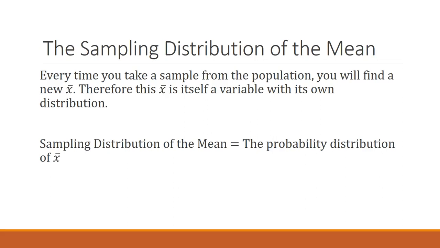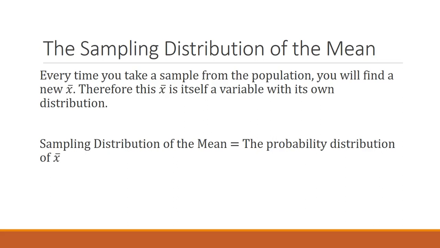And because of this, we can see that this sample mean is itself a variable. The first time you collect a sample, you'll get one value. The next time you collect a sample, you'll get another value. The next time, another value. It's a variable. It's a mathematical expression that can take different values based on a distribution.